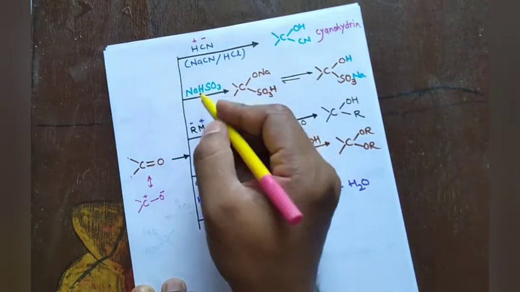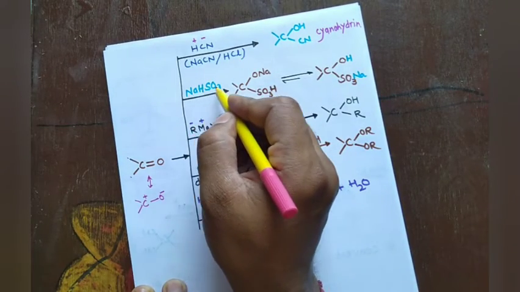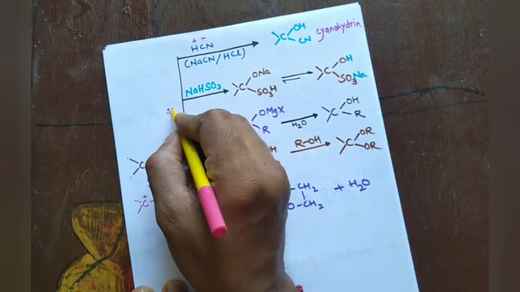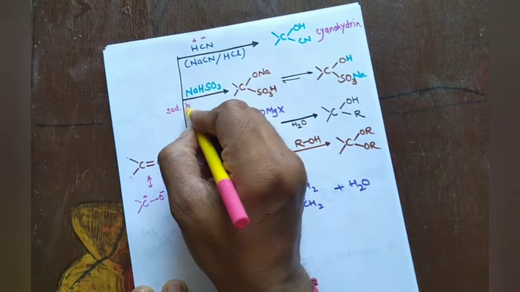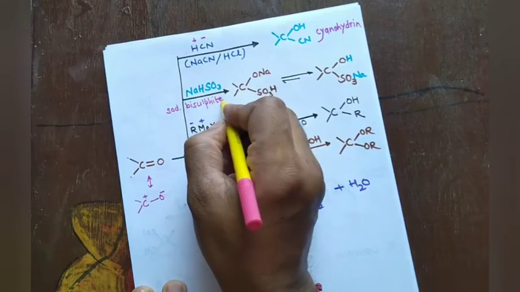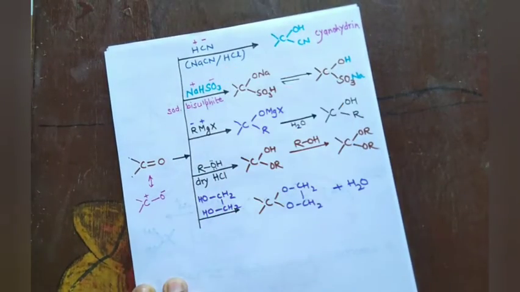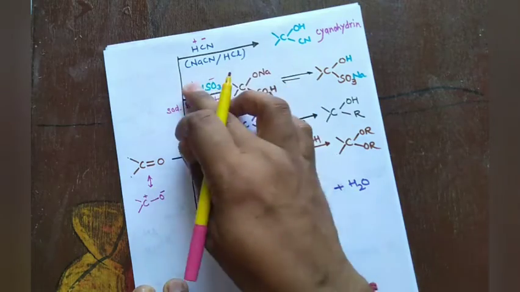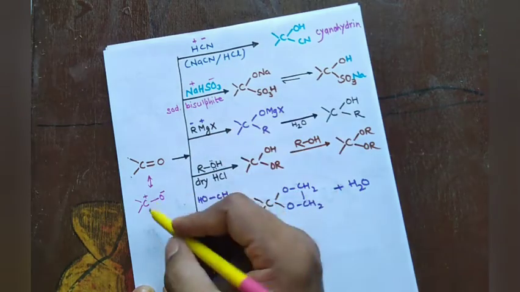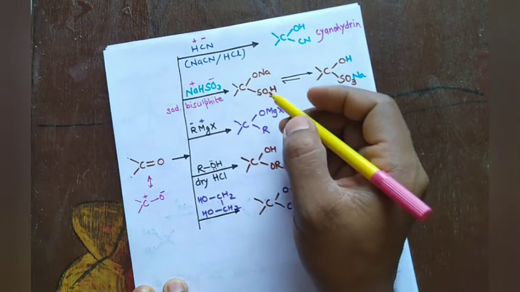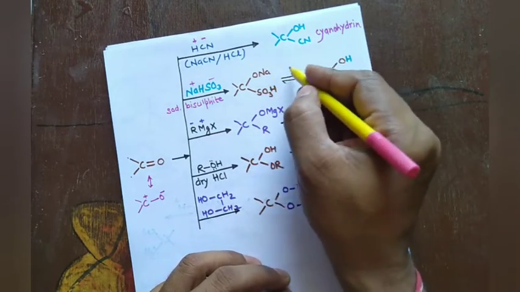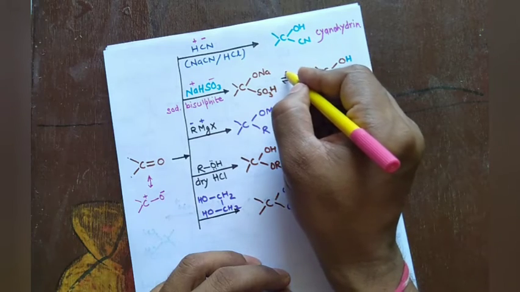Now let us discuss the addition of sodium hydrogen sulfite, also known as bisulfite. Na plus, HSO3 minus. Now they will attack. Sodium will go to the negative part, ONa, and HSO3, SO3H. But this is an equilibrium, this is the compound, then proton transfer takes place, transfer of H plus.